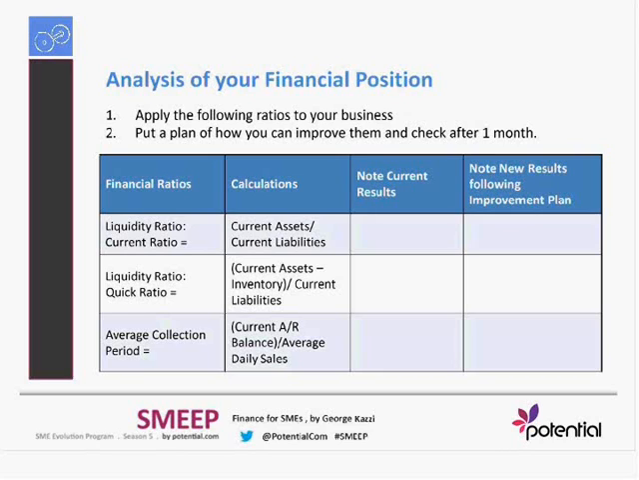Once you put your plan to send your salespeople to collect more money, once you put your plan on your accounts receivable, on the terms of your account receivable, after 1 month, redo the current account receivable over the average daily sales to see what happens to your average collection period. Did you improve your cash flow, or do you need to take some extreme measures or some more severe measures to collect more cash?